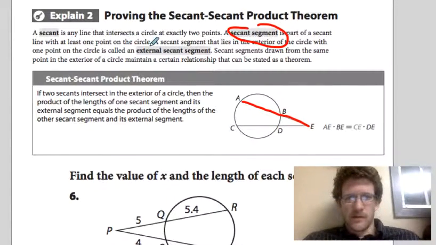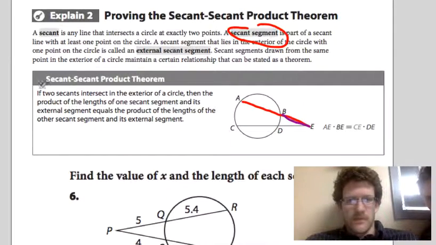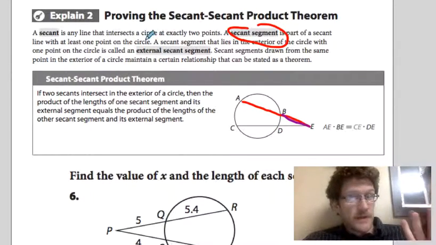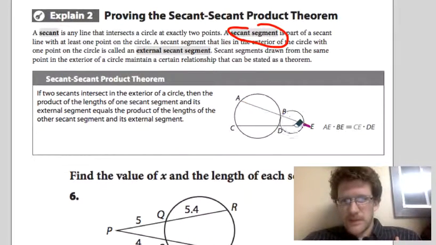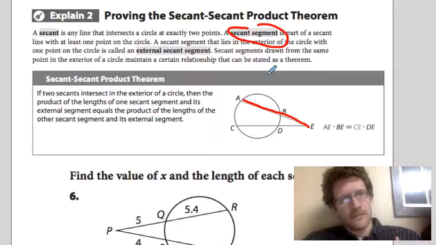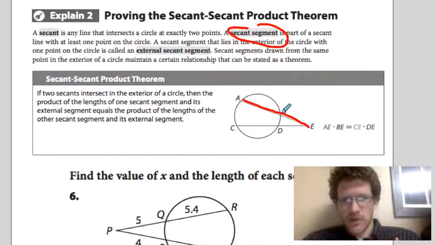A segment that lies on the exterior of the circle with 1 point on the circle is called an external secant segment. So they're just talking about BE right here, that section. There's a secant product theorem, but we're just going to read this part that says AE times BE. So again, I'm going to highlight these. That's the secant segment times the external secant segment, BE.